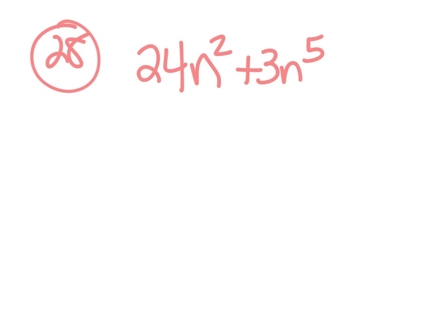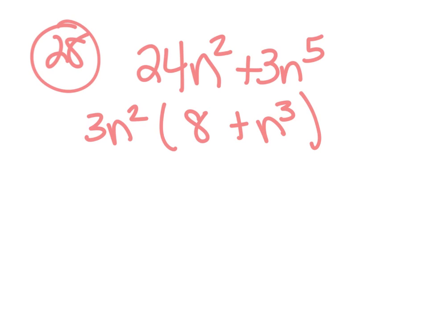Next one I graded was 28. You got 24n squared plus 3n to the 5th. My guess is it's going to be a perfect cube. I have to do a little bit of work to get it there. There's 2 terms, kind of my clue there. So I'm going to factor out 3n squared, and I get 8 plus n cubed. 8 is a perfect cube, 2 times 2 times 2. N cubed is a perfect cube, n times n times n is n cubed.